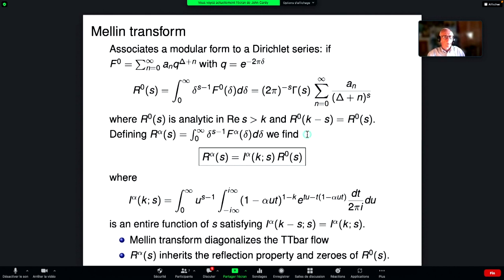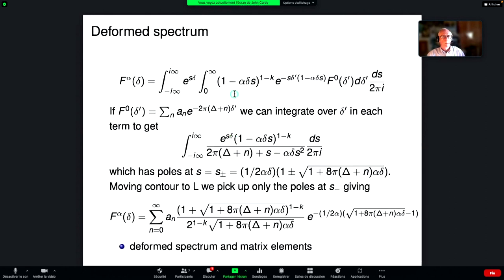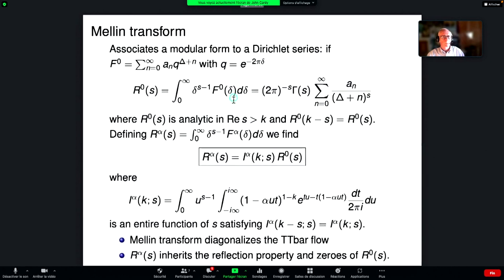So now, if we do this for the deformed function using the formula which I wrote here, then after doing some various changes of variables, what you find is quite remarkably that the Mellin transform of the deformed modular form is a universal function, which is independent of which modular form we're talking about, times the Mellin transform of the undeformed one. And this universal function is this expression here, which is essentially, after some massaging, a confluent hypergeometric function.